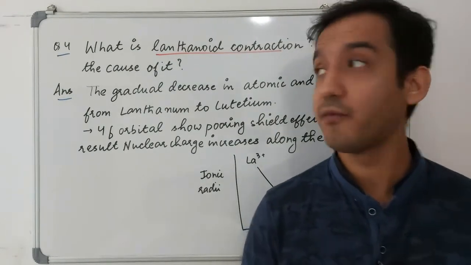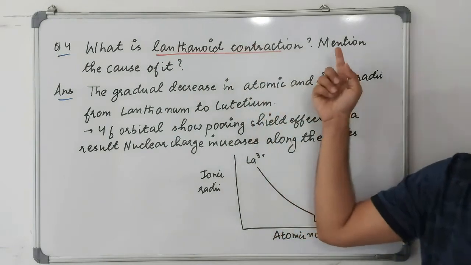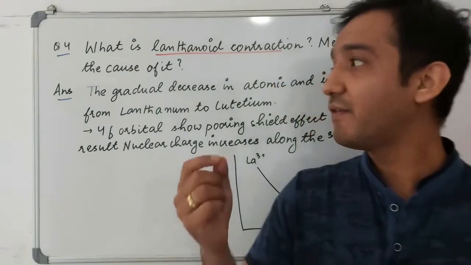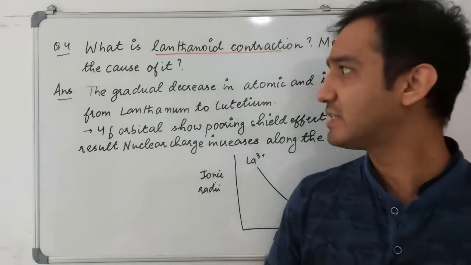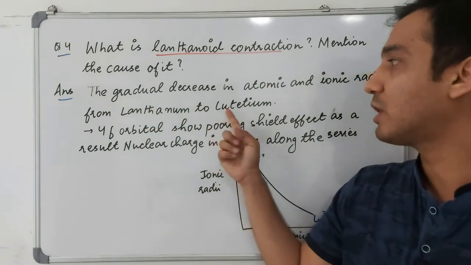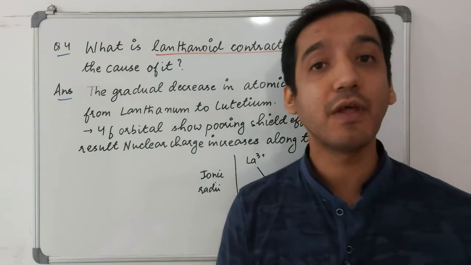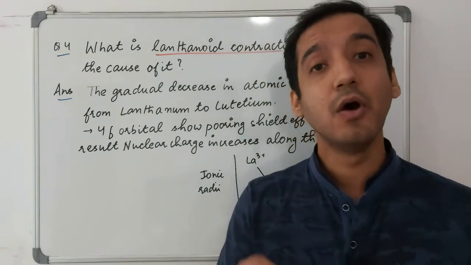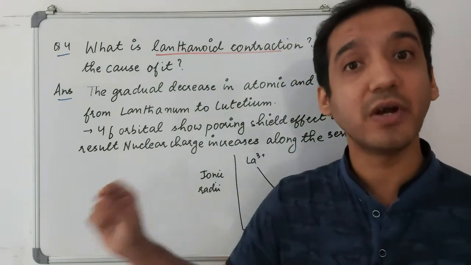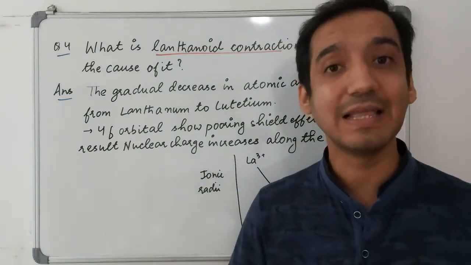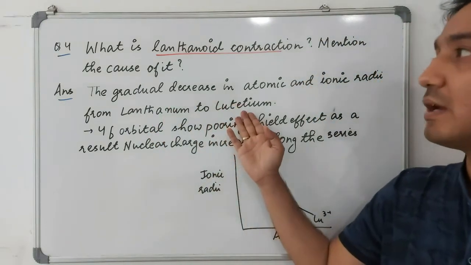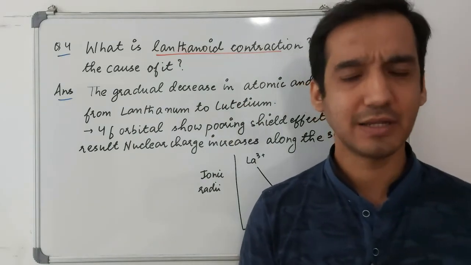Next question is question number 4. What is lanthanoid contraction and mention the cause of it? This is a very important question. What do you mean by lanthanoids? When the filling of the lanthanoid series starts, you will see a gradual decrease in atomic and ionic radius from lanthanum to lutetium. Whenever the filling of the 4f orbital starts, remember 4f represents the lanthanoids. As you move across the period, you will see a large decrease in the radius. This decrease in the radius from lanthanum to lutetium is called lanthanoid contraction.